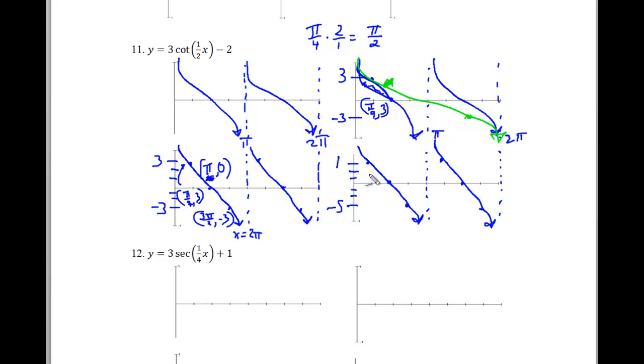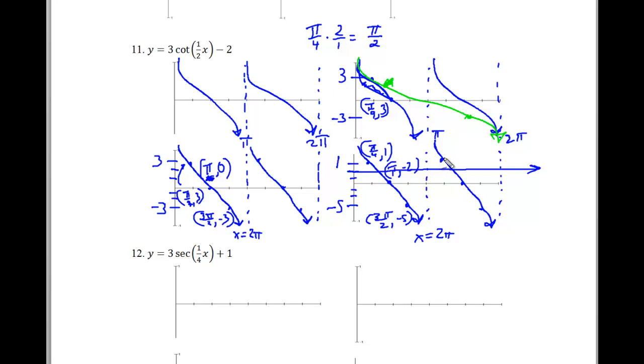But now you can easily label your points, because this is pi over 4 comma 1 instead of pi over 4 comma 3, because it dropped 2. This right here is going to be pi comma -2. So our new x-axis is right there. And this one way down here is 3 pi comma 2 comma -5. And then we have an asymptote line at x is equal to 2 pi.